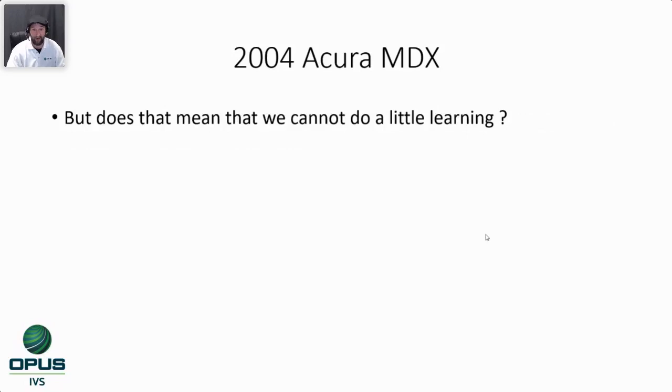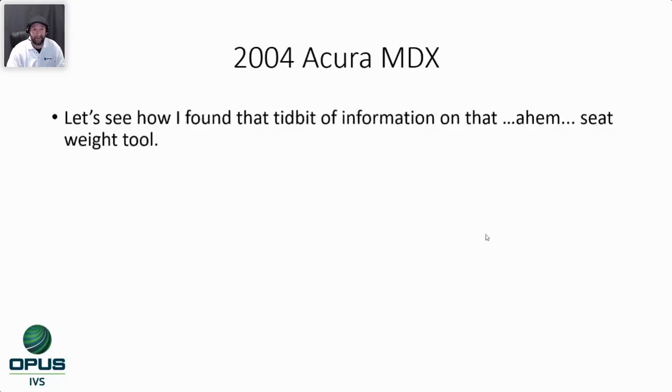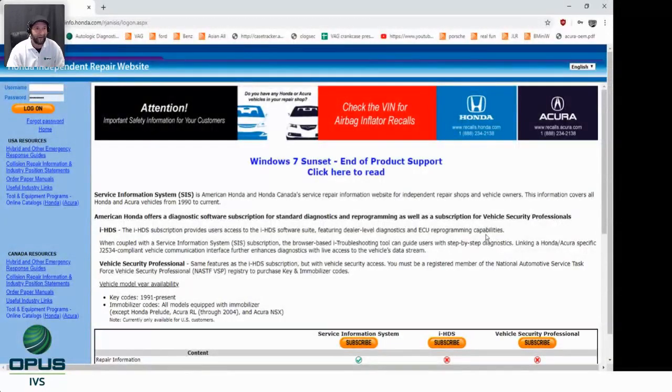So does that mean that we can't do a little bit of learning? I mean, that is what you're all here for right now, right? So let's see how I found that little bit of information and the seat weight tool. Yeah, I did it for you. So Honda Independent Repair website. It's the techinfo.honda.com. And what we'll do is if we go in there and we set up a login for this, we'll log our way in.